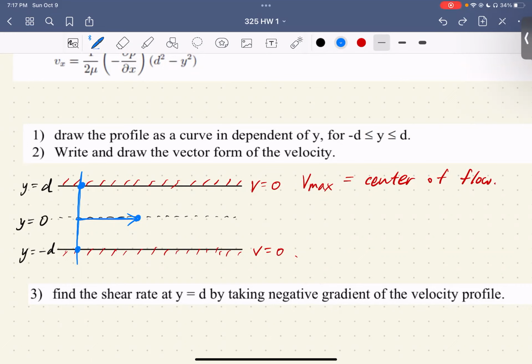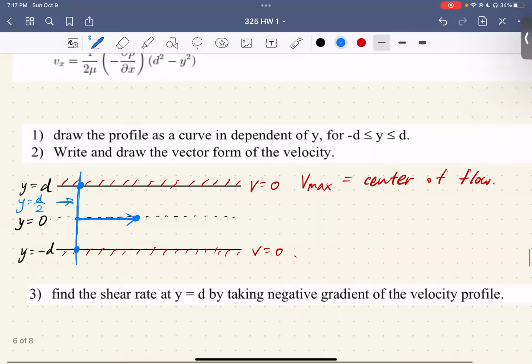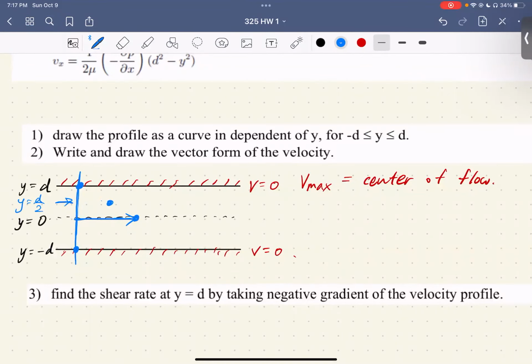That means that maybe right around here, I guess this would be Y is D over 2, you would expect a velocity that's kind of in between, not 0, but also not max. So maybe like right around here, maybe a little bit further. Yeah, like that. And then you can kind of see what the shape is supposed to be. Going to just erase this to prevent confusion.